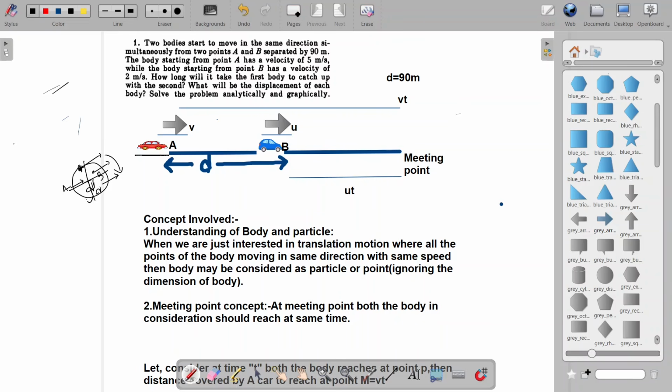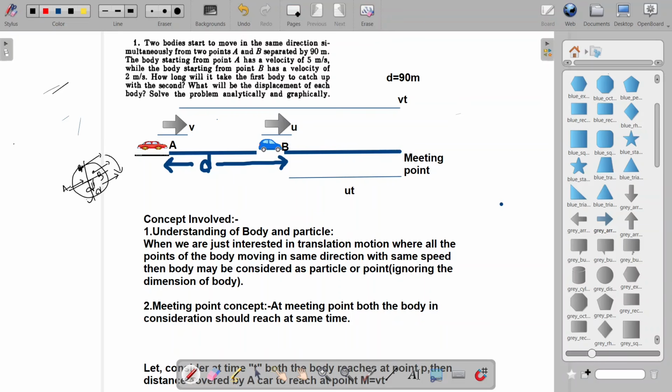Unless it is specified by the problem that you have to consider the dimension of the body, you may ignore the dimension. For example, I have shown two bodies as two cars. The car will come with some length and breadth, but since the author has not given us any clue regarding the dimension of the car, we are ignoring it and treating it as a point. That means the dimension of this body is immaterial to us in this problem. So that is the first and foremost concept of body and particle.